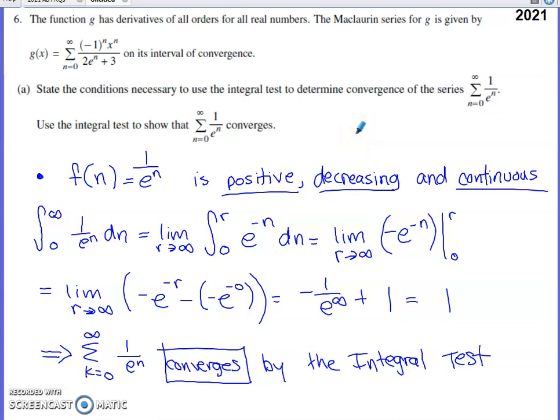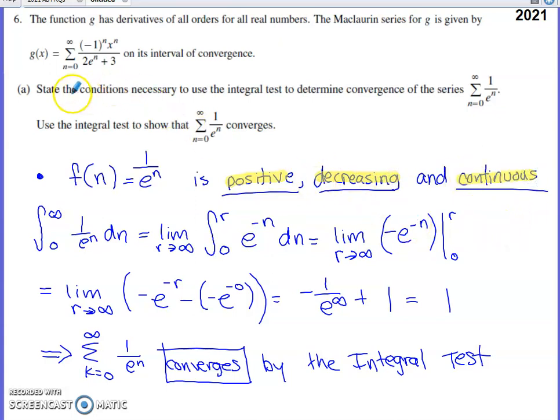Now, to use the integral test, you need to have a function that is related to the rule for the series. So the rule for this series is 1 over e to the n, so my function f of n is simply 1 over e to the n. In order to use the integral test, these conditions have to be met. You have to have a function that's positive, a function that's decreasing, and a function that's continuous.